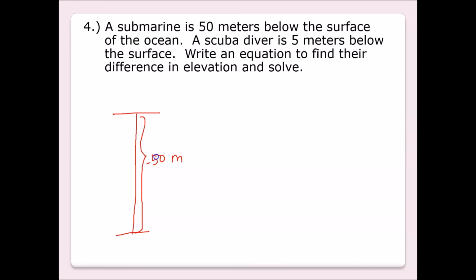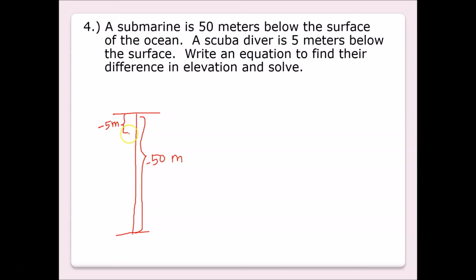Okay, now the second sentence. A scuba diver is 5 meters below the surface. So if this one is the top of the surface again, then 5 meters below will be from the top till, let's say here. So this is 5 meters. Since it's below, it's also negative. Now the question is, we're asked to write an equation to find their difference in elevation and solve.